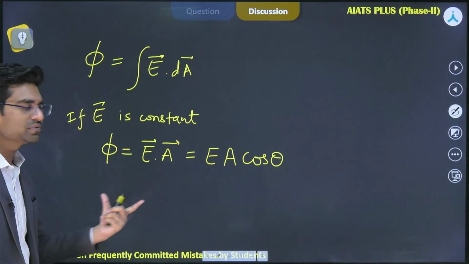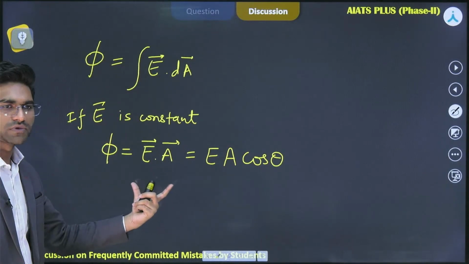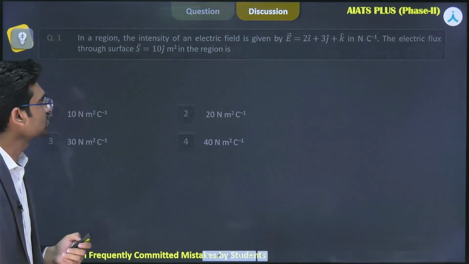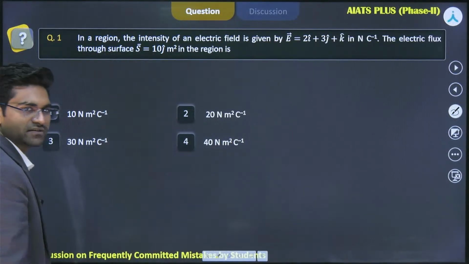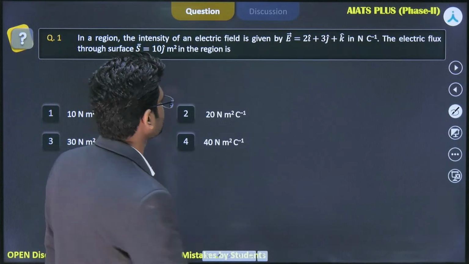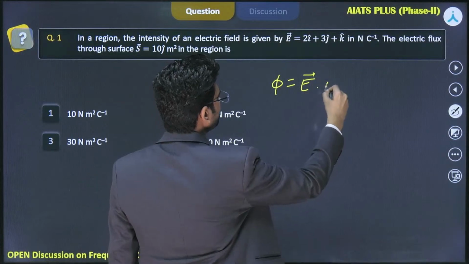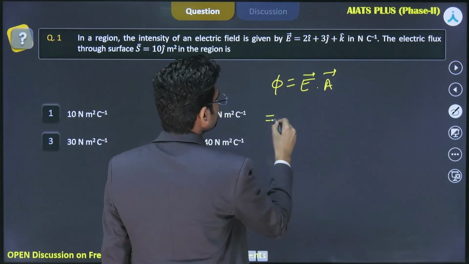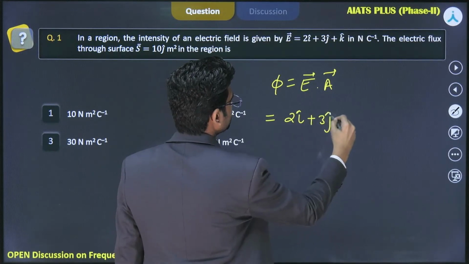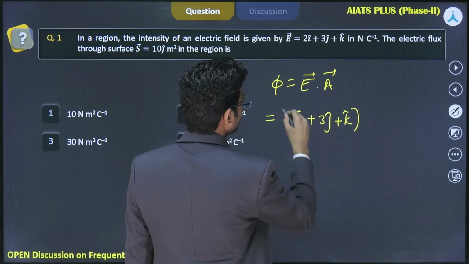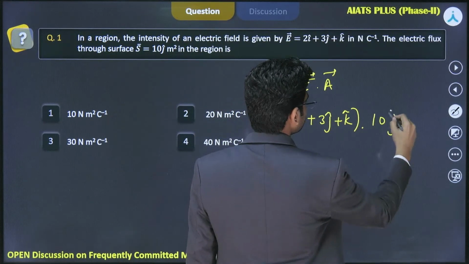So this is the concept. We are discussing flux, electric flux, and this is the formula of electric flux. So let's see the question now. E vector is given, area vector is given. We have to find the electric flux. So phi is equal to, again I will write, E vector dot A vector. This is E vector, that is 2i cap plus 3j cap plus k cap, dot A vector, this is 10 j cap.